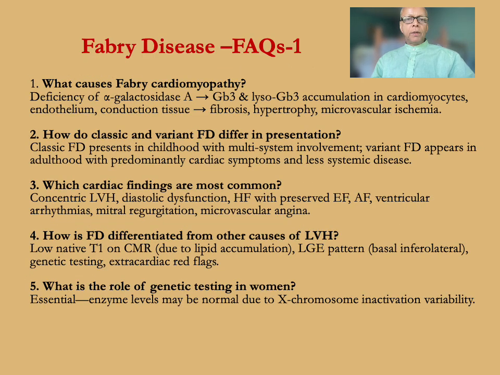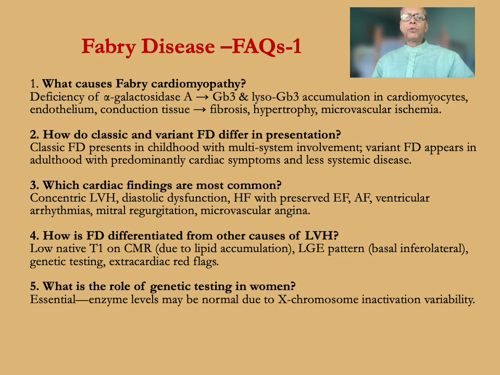So what is Fabry cardiomyopathy? It's a deficiency of alpha-galactosidase A, accumulation of Gb3 and lyso-Gb3 in cardiac myocytes, endothelium, conduction tissue, resulting in fibrosis, cardiac hypertrophy, and microvascular ischemia. How do classic and variant Fabry disease differ in presentation? Classic Fabry disease presents in childhood with multisystem involvement. Variant Fabry disease appears in adulthood with predominantly cardiac symptoms and less systemic disease.